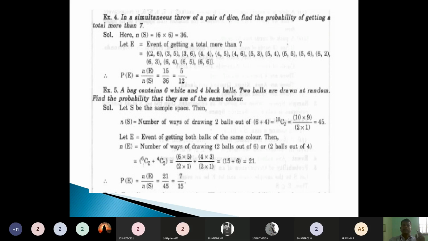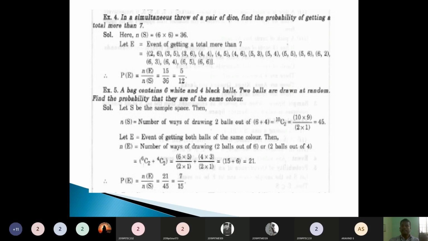A bag contains 6 white and 4 black balls. 2 balls are drawn at random. Find the probability that they are of the same color. Okay, our event is picking 2 balls of the same color. Picking 2 balls of the same color means either both balls are white or both balls are black. So how many different ways can you make it? Without any restriction, we are picking balls: total 10 balls, picking 2 balls. So 10C2 ways you can arrange it. The corresponding value is 45, so 45 different ways you can pick 2 balls from the bag of 10 balls.